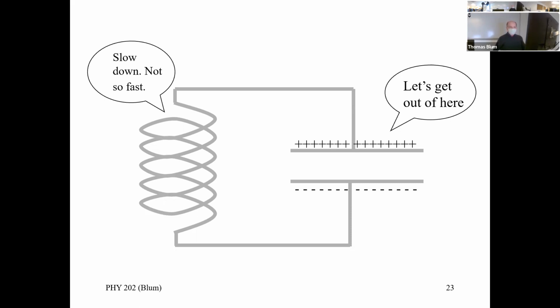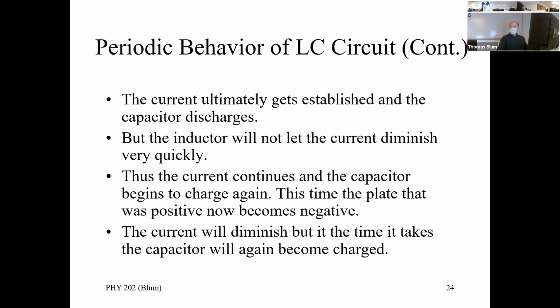So the positive charges that don't like each other say, let's get out of here. But the inductor says, slow down. I don't like to change. Doesn't mean it prevents the change. It just says, slow down. Don't make a big current all at once. So the charges start to come off the capacitor. They start to form a current.